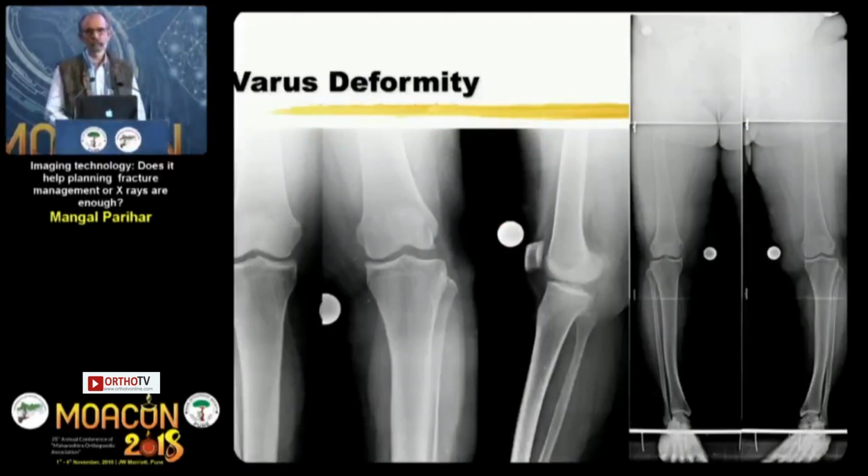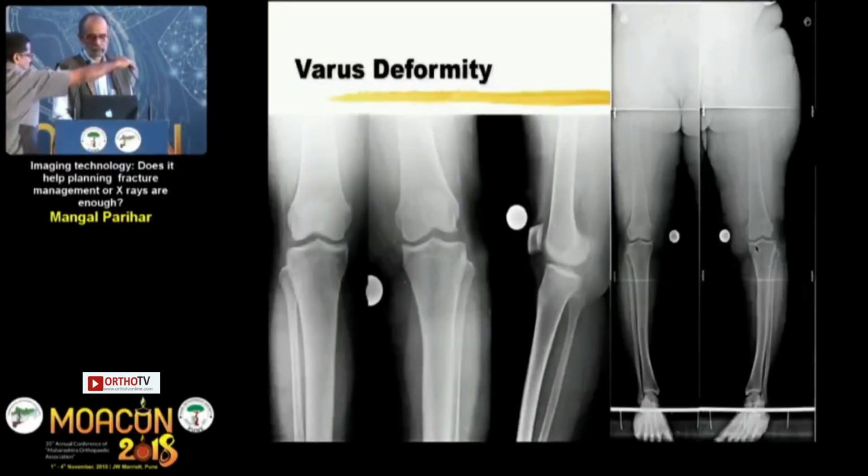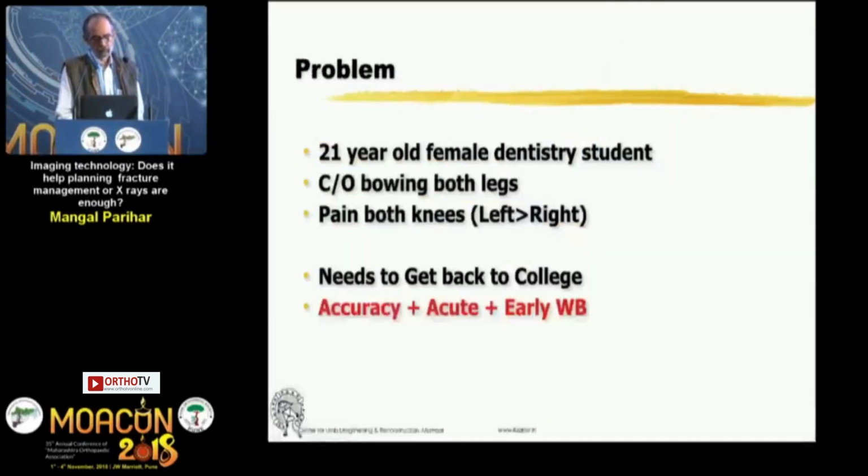Here is a relatively straightforward case with a varus deformity of the femur as well as of the tibia, and this girl landed up to me with medial compartment pain. As problems go, if we do it with an external fixator, it's not a major problem. But her issue was she needed to get back to college, so we needed accuracy, we needed to do it acutely, and we needed to allow early weight bearing.